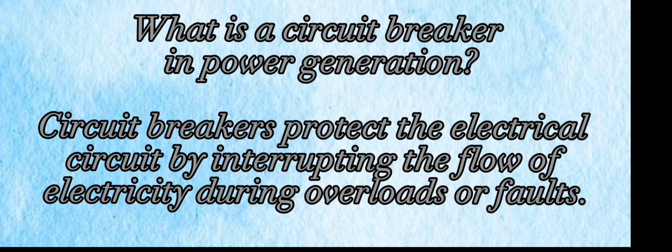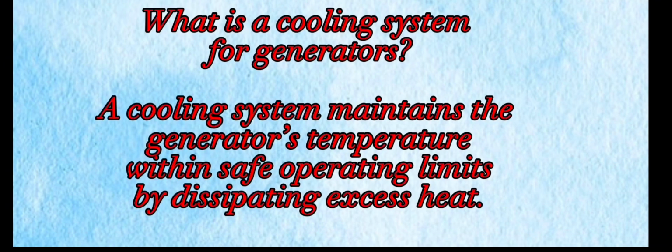What is a circuit breaker? In power generation, circuit breakers protect the electrical circuit by interrupting the flow of electricity during overloads or faults. What is a cooling system? For generators, a cooling system maintains the generator's temperature within safe operating limits by dissipating excess heat.